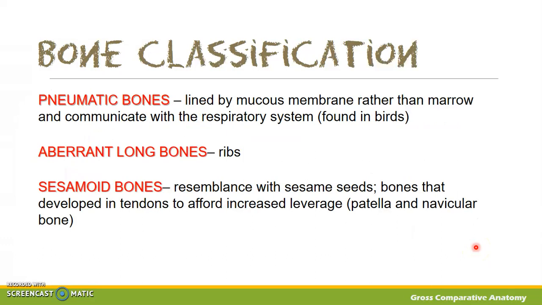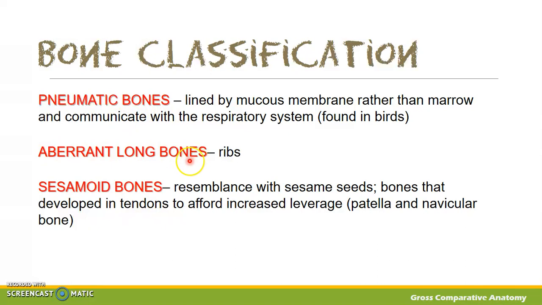Other minor classifications include the pneumatic bones. They are lined by mucous membrane rather than the bone marrow. And one good point to note is that they have a communication with the respiratory system, and they are typically the long bones of the birds. So these pneumatic bones make the birds capable of flying because they are lighter compared to the typical long bones of mammalian animals.